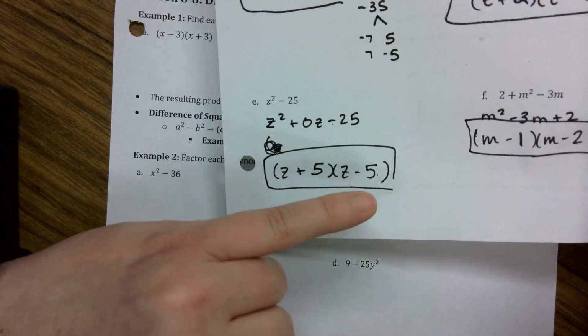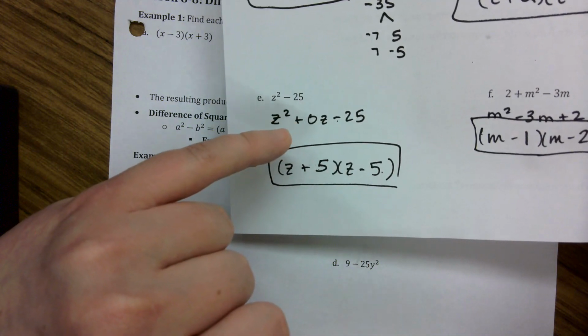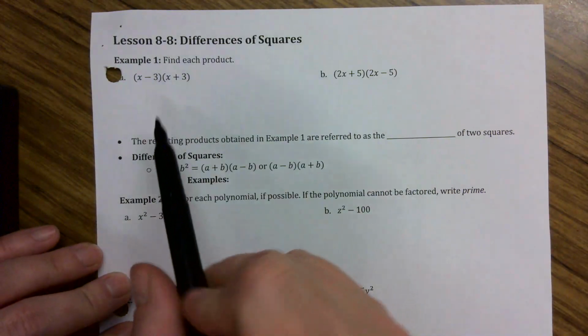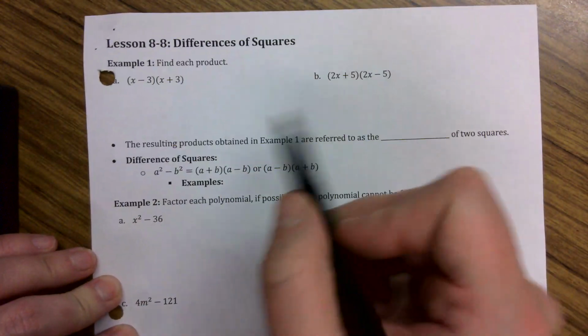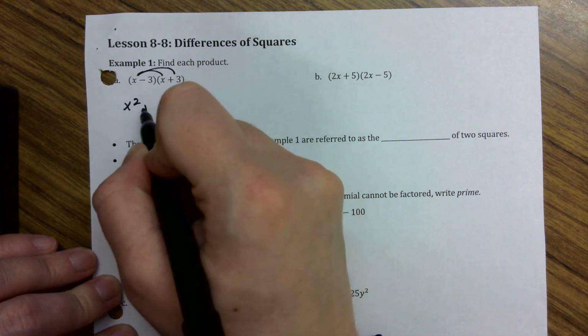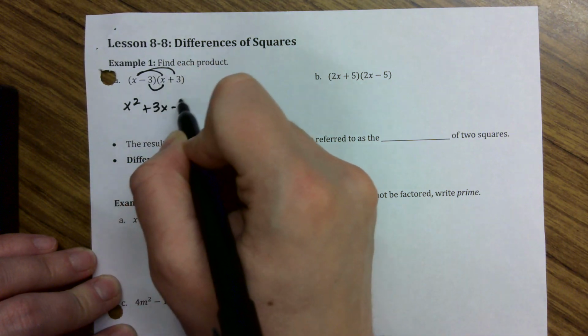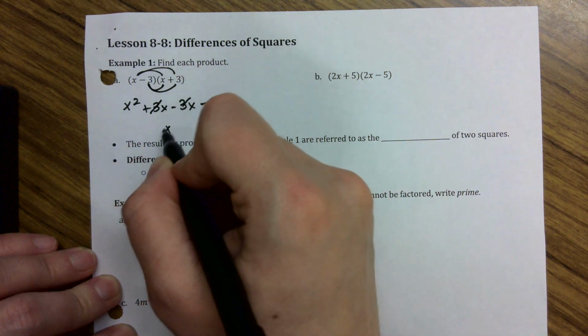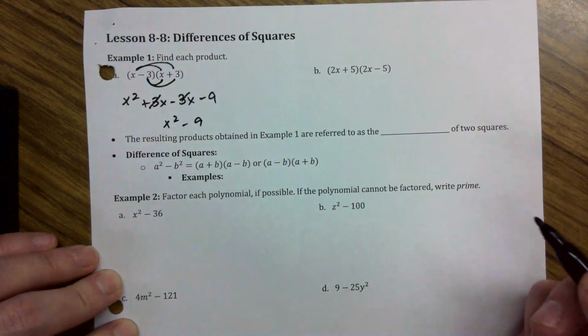You take the square root of 25, it's 5. You take the square root of z squared, and it's z. So we notice that pattern: a plus and a minus and a plus. We notice that when you have a positive and negative, the middle term always is canceled. And you just get the difference of two perfect squares.